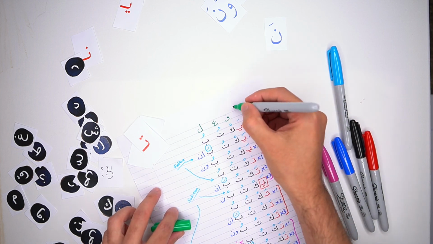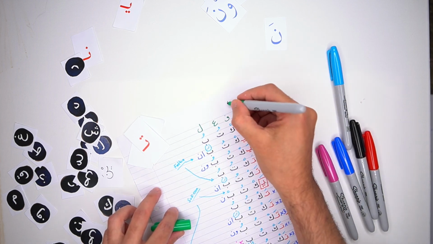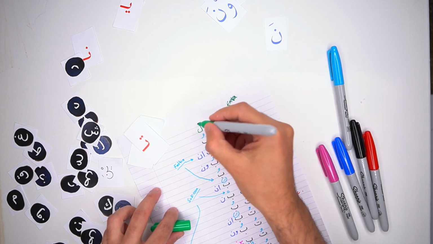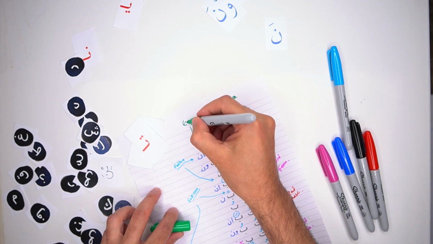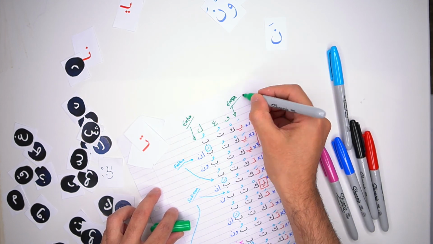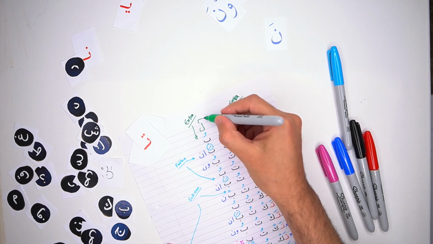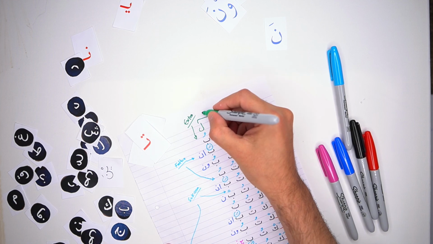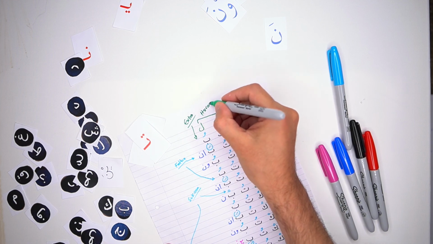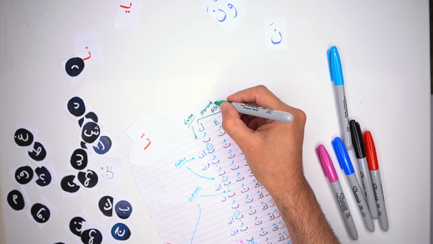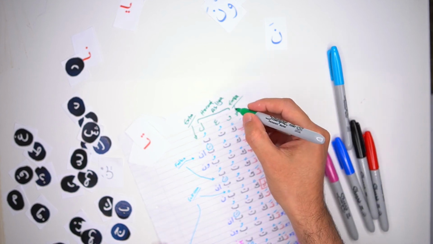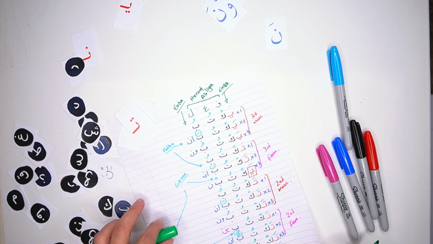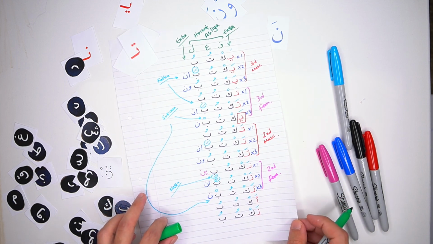And all of these are what we call extra. But these are known as the huruf asliya, the original letters. So, I don't know if that's blurred out or not. But that's basically what you have there.